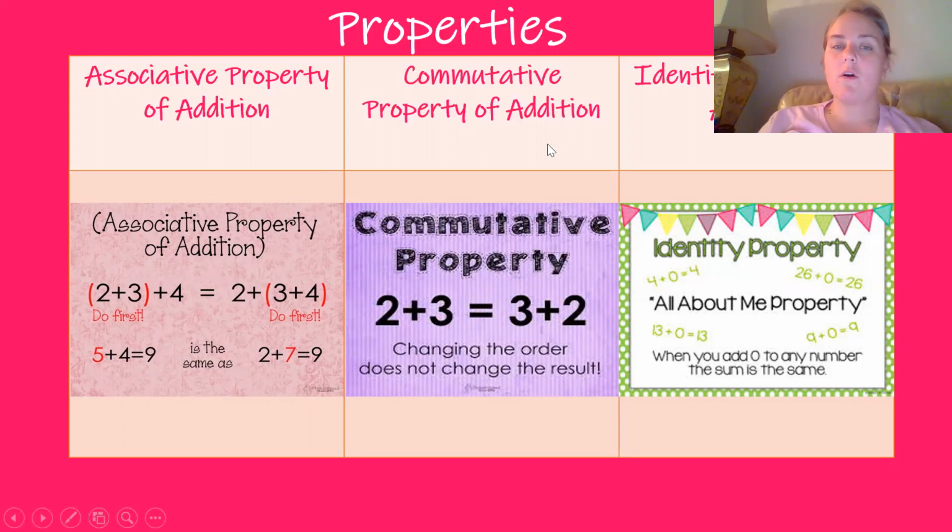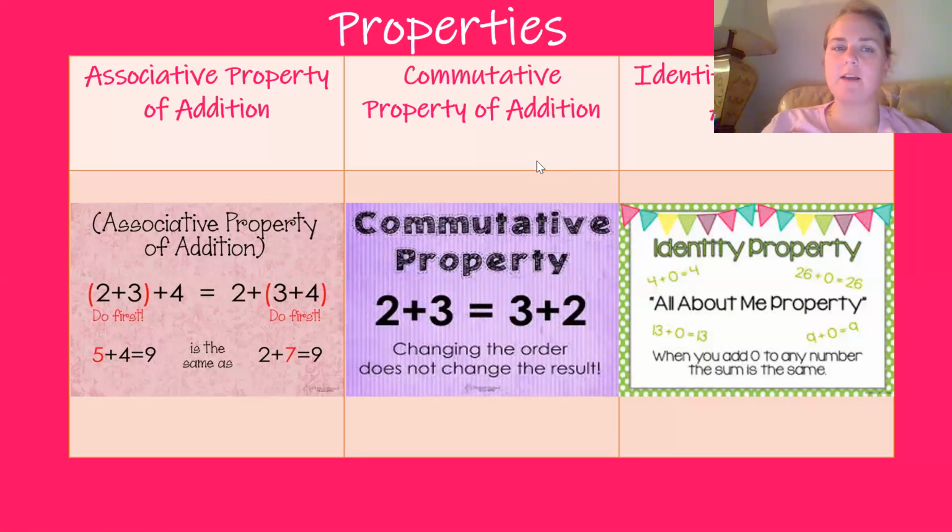The next property is the commutative property of addition. That says changing the order does not change the result. So I can add 2 plus 3, and it's going to be the same thing as if I add 3 plus 2. It's similar to the associative property, but it's only 2 numbers and we don't have parentheses, and you're adding the same 2 numbers together. Whereas with the associative property, there's 3 numbers and it doesn't matter what order you add those 3 numbers in.